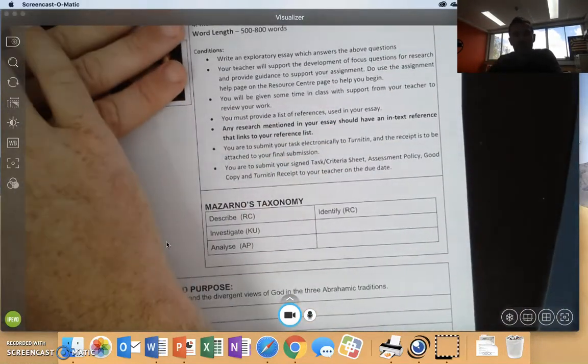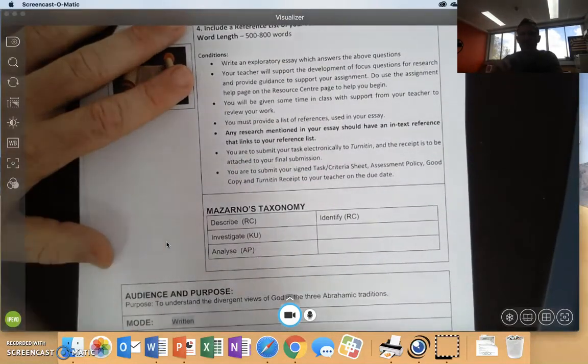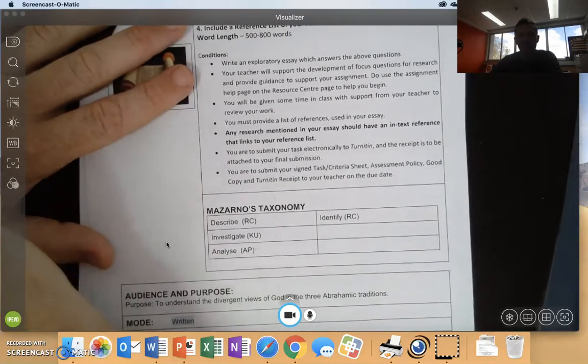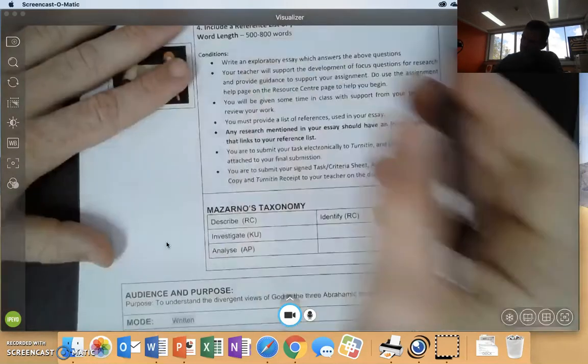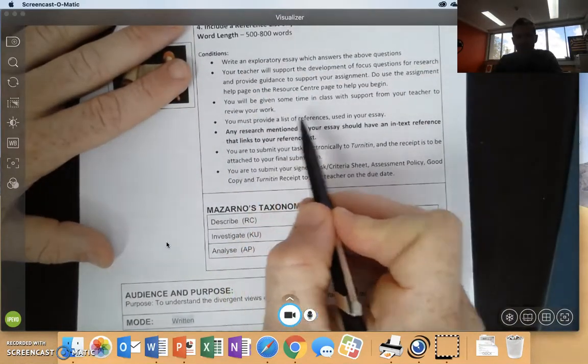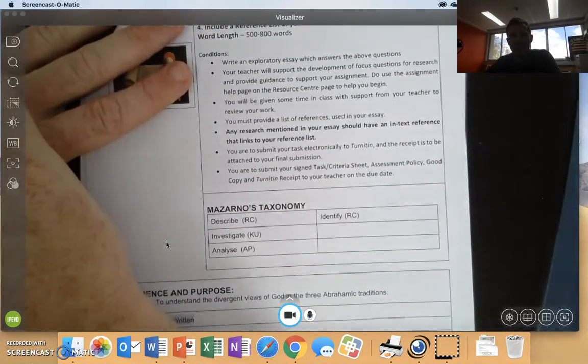You'll notice on Moodle that there's a few lessons that we're going to be going through, and I'm going to be asking you to keep up so you're staging it. We want to be working on this consistently throughout the term, not rushing it last minute. You must provide a list of references used in your essay. I expect to see in-text references.